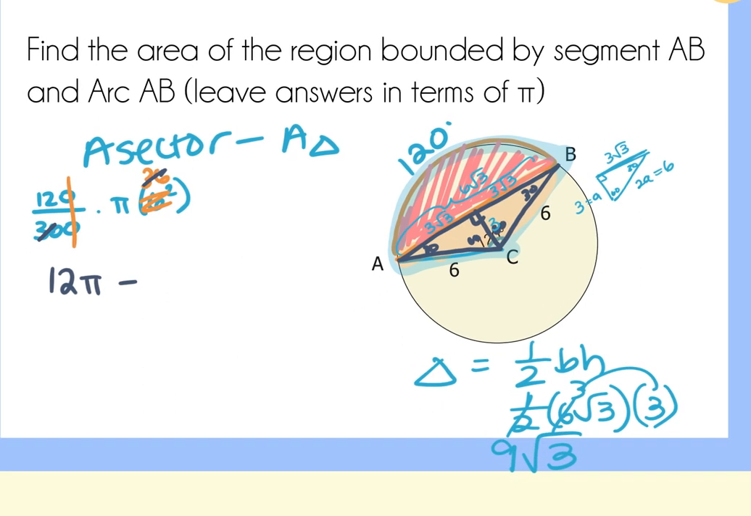root 3. So actually left exact, that would be the answer for the triangle. That whole big yucky thing. How do we get to find the triangle? Because you have to find just the area of the shaded region, that pink shaded region.